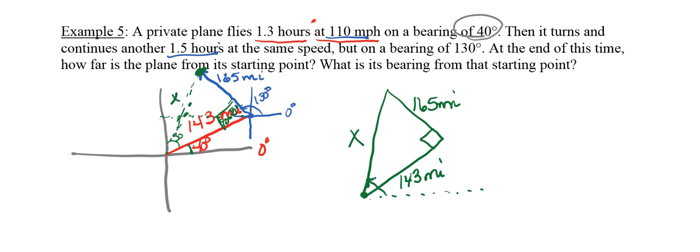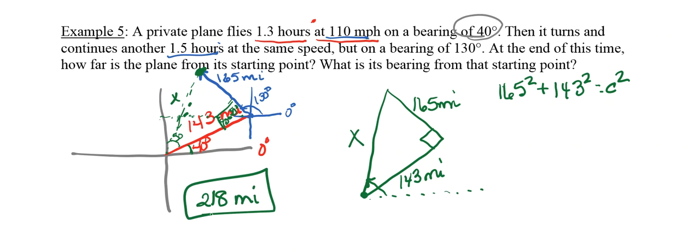Well, let's start with finding x first. I have 2 out of 3 sides on a right triangle, so back to the Pythagorean theorem. You might be getting sick of it, but it is so helpful when you have right triangles. Makes our life super easy. 165 squared plus 143 squared. Square rooting that. So I know that I've traveled 218 miles approximately. It's a little bit more. Okay, so that's this guy.